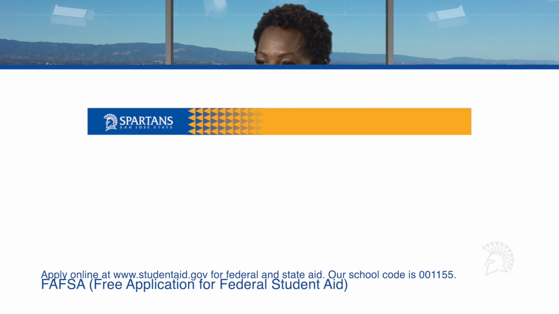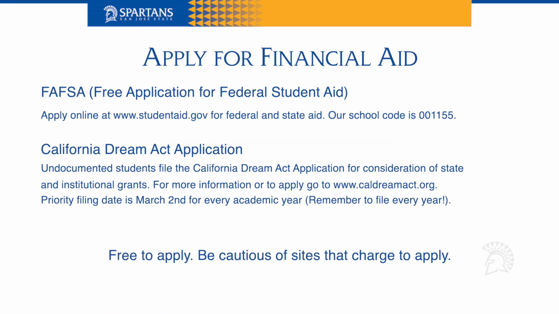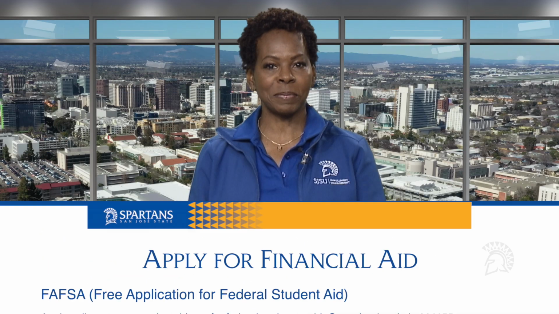How do you apply for financial aid? There's different applications to do so. The first one is the Free Application for Federal Student Aid, or we call it the FAFSA. That is for all students who are applying for federal student aid. Then we also have an application that's available for our students that they can apply for through the California Dream application. Both applications are processed with information being sent directly to San Jose State, allowing us to begin the process.